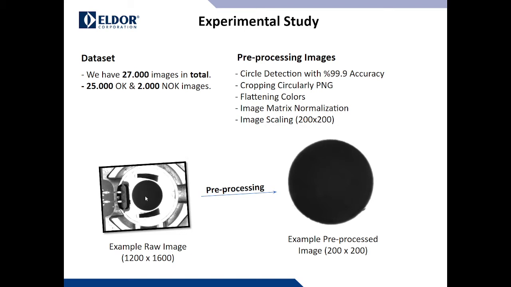First of all, we should detect this circle area. If we detect this area, we can ignore all of the noise, because we need just this area. This is black and circle detection. That's what we need. And after that, we crop the data. And after that we do some grayscale preprocessing. And after that, we do some normalization and scaling. That's it. These are our preprocessing phases.